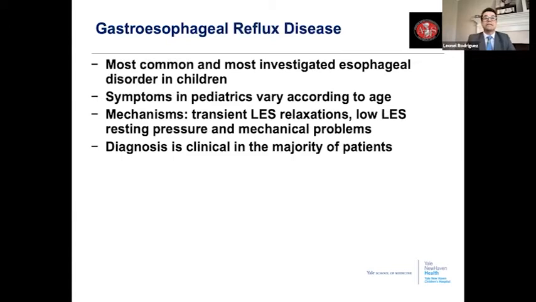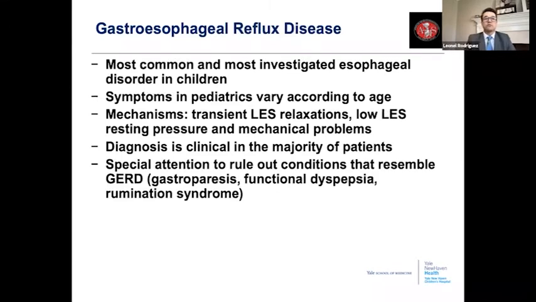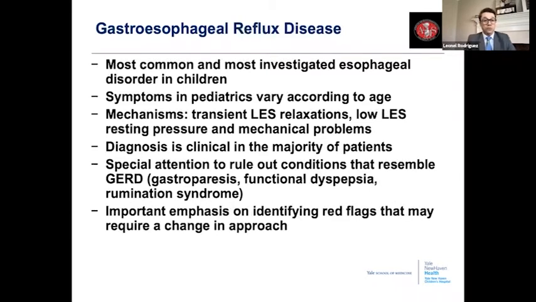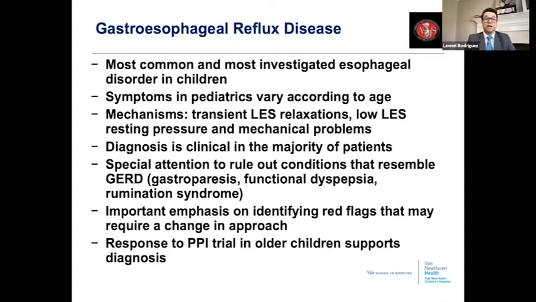The diagnosis is clinical in the majority of the patients. It's important to pay special attention to rule out conditions that resemble GERD, like gastroparesis, functional dyspepsia, and rumination syndrome, amongst others. It is important to put some emphasis on identifying red flags that may require a change in approach. The response to the PPI trial in older children supports the diagnosis.